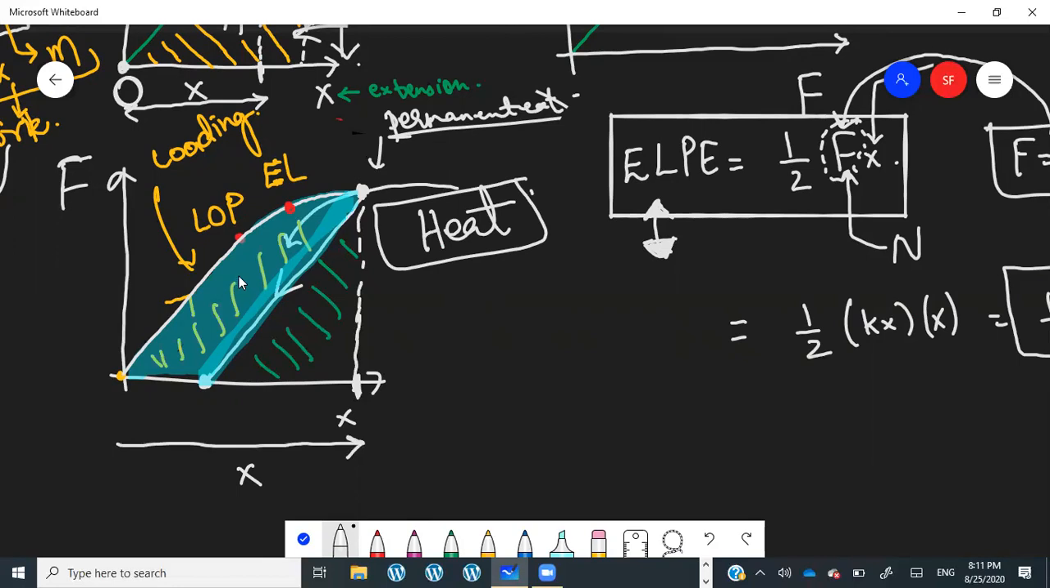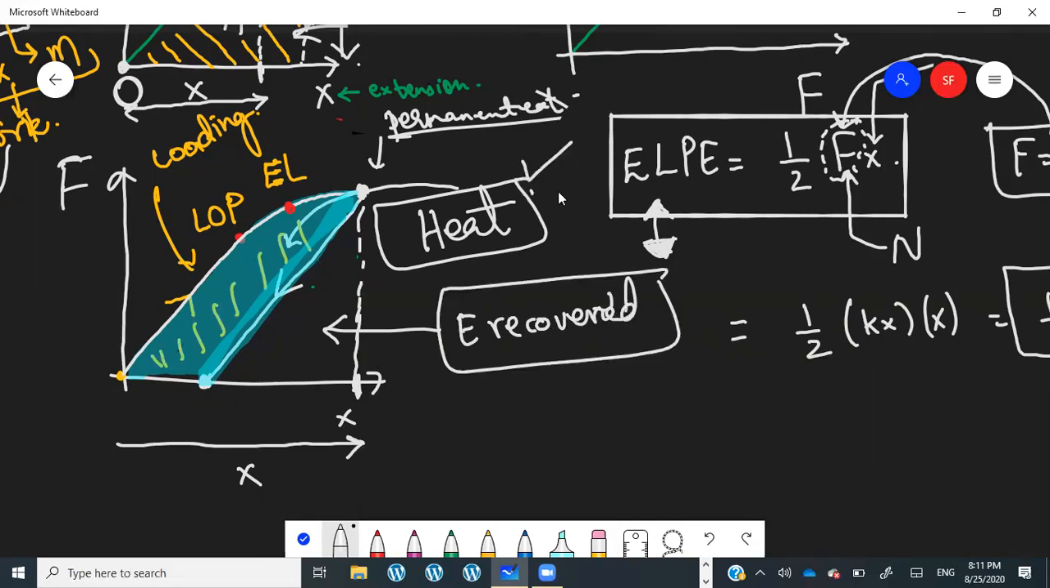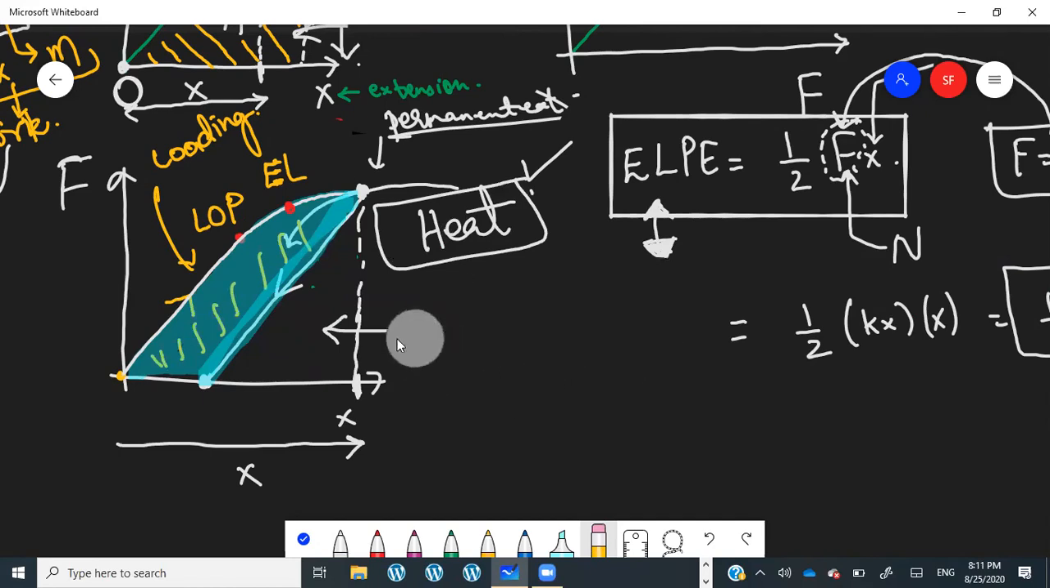You get it? And this area represents the energy recovered. But I've never seen a question being asked for the energy recovered, but I have seen questions regarding heat energy. This is how you calculate the heat energy. If you are asked to calculate the heat energy, you'll need to calculate the entire area first, and from that, you'll need to subtract this triangle.